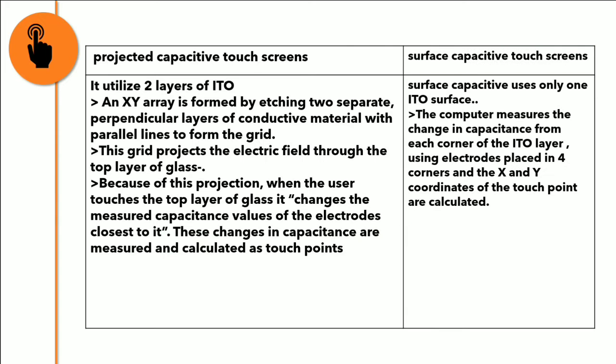In projected capacitive touchscreens, they utilize two layers of ITO in an XY array to form a grid that projects the electrical field through the top layer of the glass. Because of this projection, when the user touches the top layer of the glass, it changes the measured capacitance value of the electrode closest to it. These changes in the capacitance are measured and calculated as the touch points. In surface capacitive touchscreens, they utilize one ITO surface. The computer measures the change in the capacitance from each corner of the ITO layer using electrodes placed in the four corners, and the X and Y coordinates of the touch points are calculated.